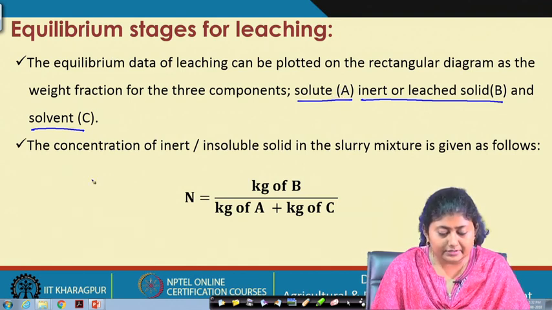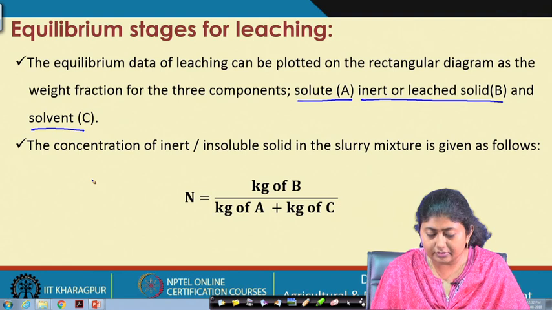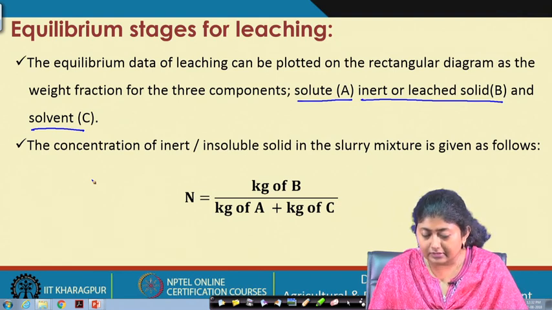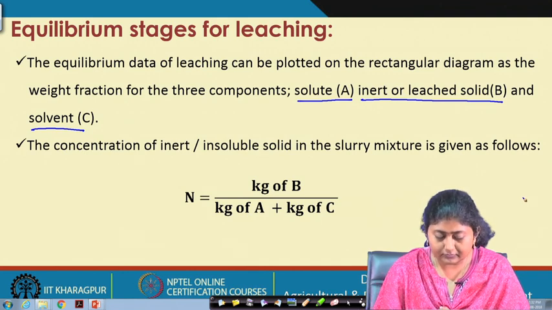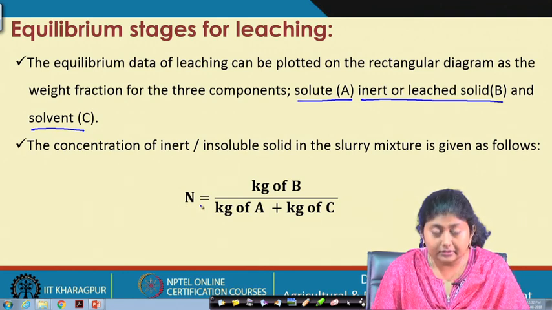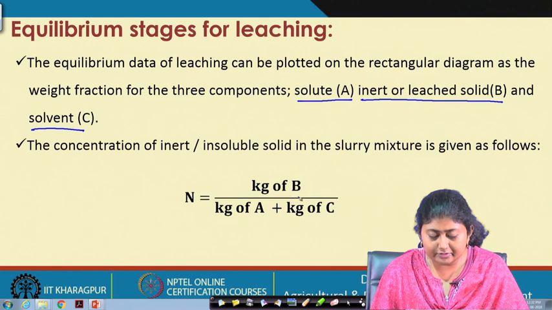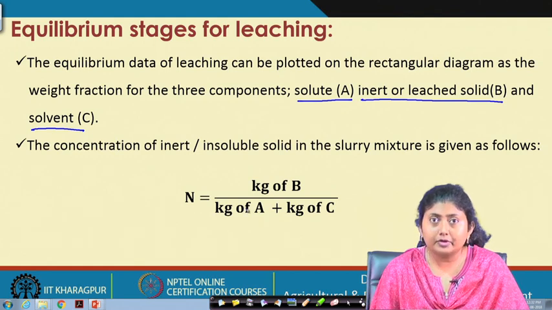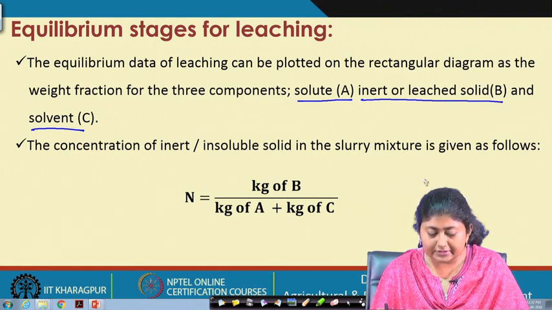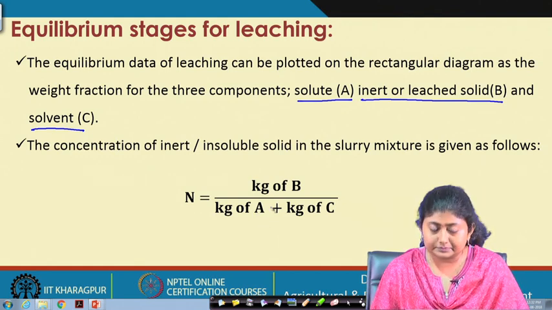So, the concentration of inert or insoluble solid in the slurry mixture is given as N equal to kg of B by kg of A plus kg of C. As we have mentioned, in the slurry mixture some amount of solvent will be there and some amount of solute will be there.